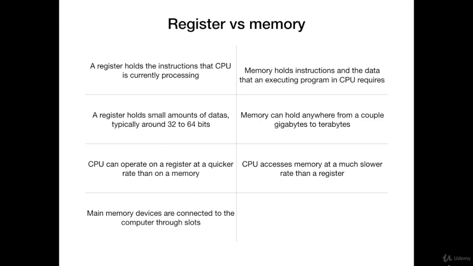To provide some perspective, 1 gigabyte is equivalent to 1,000 megabytes, and 1 terabyte is equivalent to 1,000 gigabytes. The CPU can operate on a register at a quicker rate than on a memory. The CPU accesses memory at a much slower rate than a register.